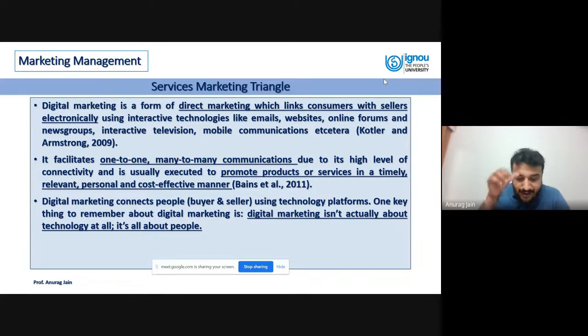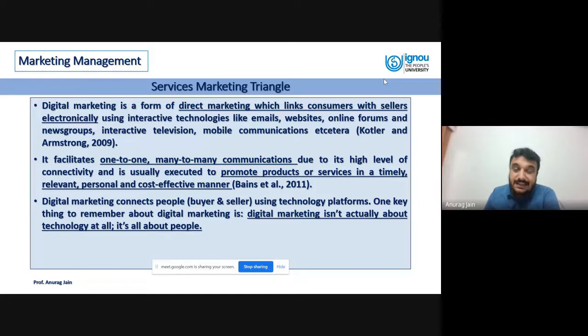I'm not at all trying to say that technology is not a major role player. Technology is a game changer, there is no second thought to it. But what is the crux of it, what is at the core of it? Marketing is all about people, marketing is centered on people, and technology is the enabler here. Technology is a major role player, but it is not at all about technology.